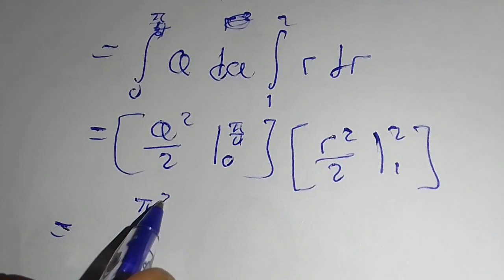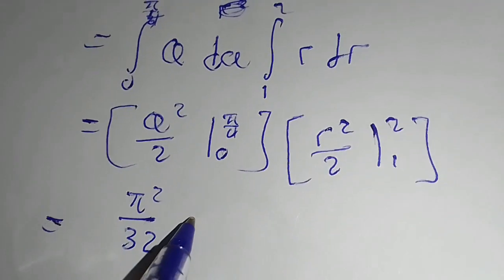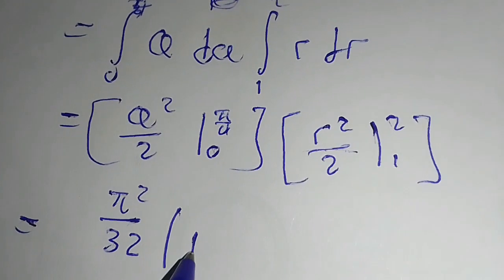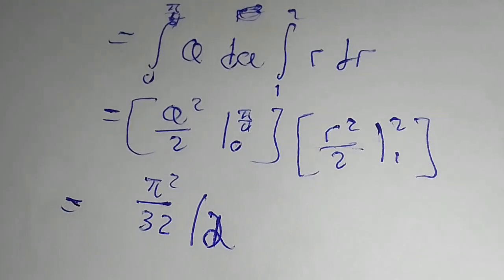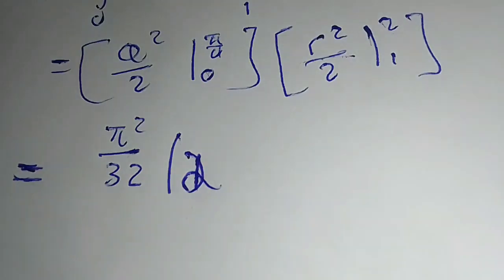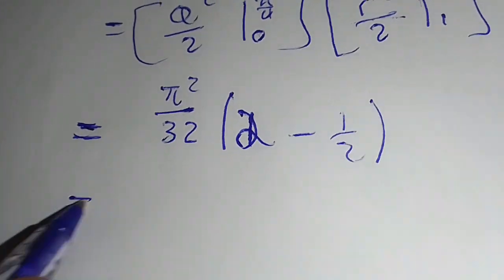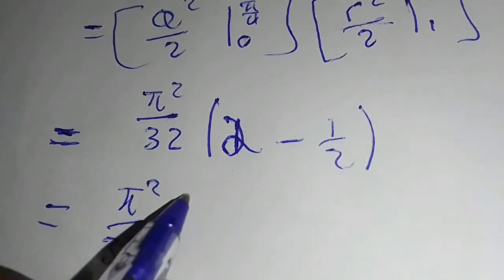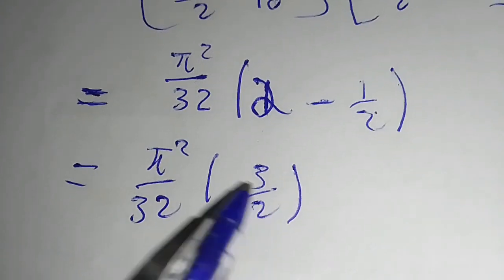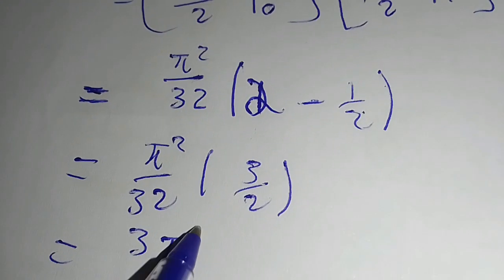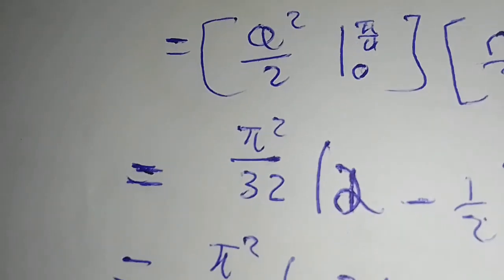Then you're just going to have pi squared over 16 over 2. That's just going to be over 32, and you plug 2 there. You're just going to have 2 squared, that's 4. Okay, so you have 4 over 2. Then you subtract the lower bound, which is 1 squared, that's 1, so you have a half right there. Okay, so then you have pi squared over 32. 4 over 2 minus 1 over 2, that's 3 over 2. And then you end up with 3 pi squared over 64. So that will be the solution to that one.